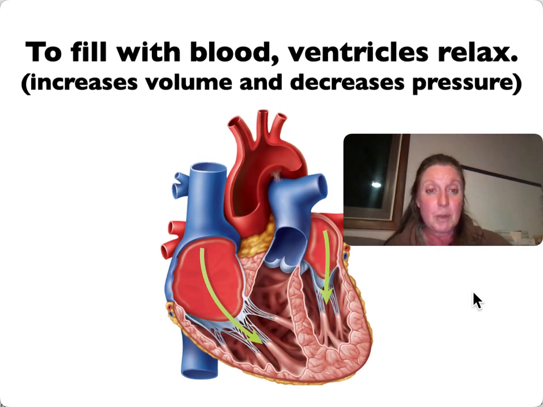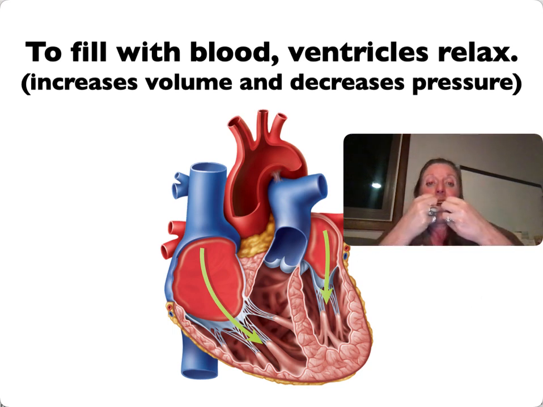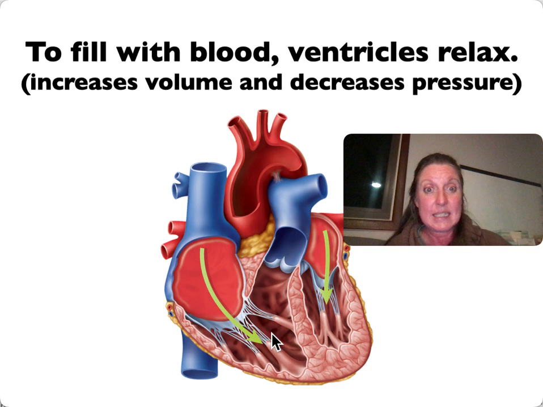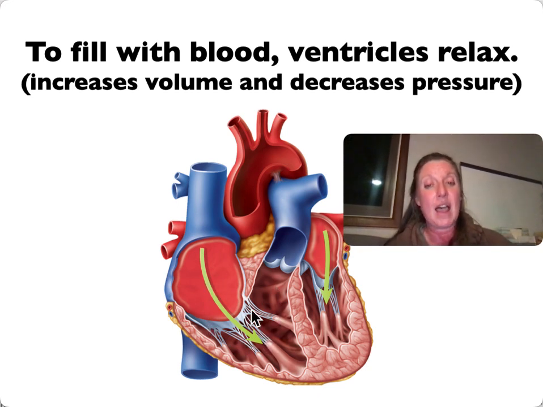To fill with blood, the ventricles do the opposite. They relax, and as they relax, the volume or the space inside the ventricles becomes larger. That decreases the pressure in the ventricles, and when it becomes lower than the pressure in the atria, the valves open and the blood flows from high pressure to low pressure.